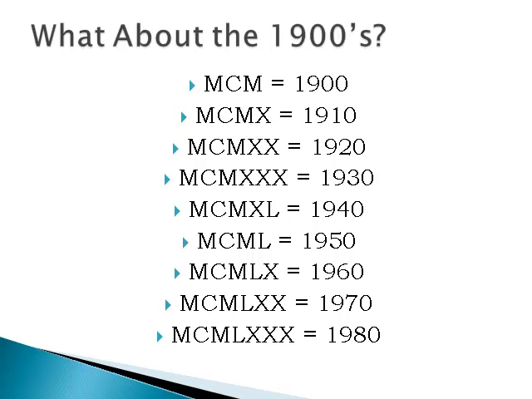MCMLXXX equals 1980. And here's a little more tricky one. MCMXC equals 1990. Here we have a C being subtracted from an M for 900, making the MCM 1900. And then we have an X being subtracted from a C, because in this case the X is a smaller number, so the 10 is being subtracted from the 100, and we get 1990.